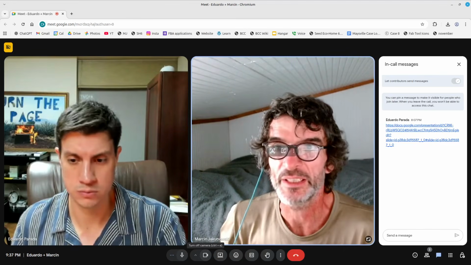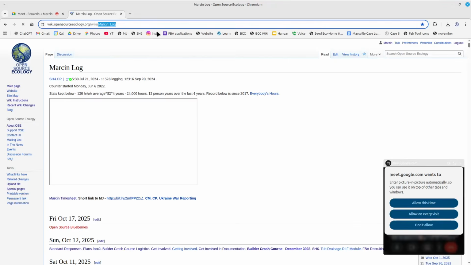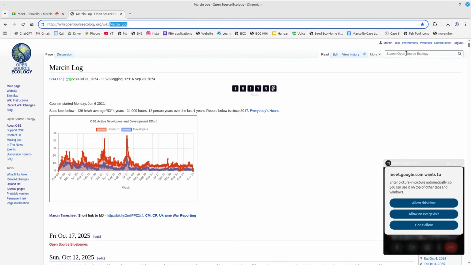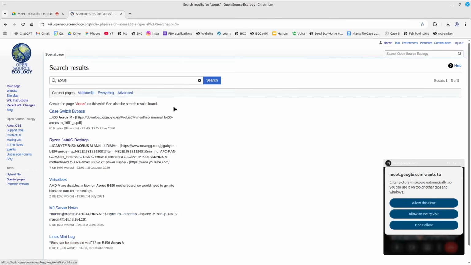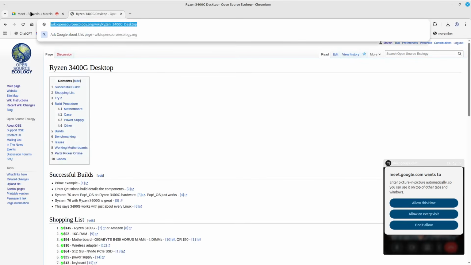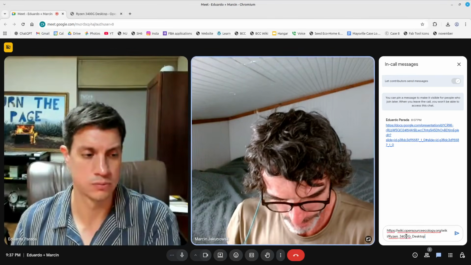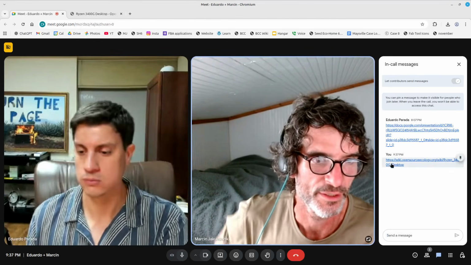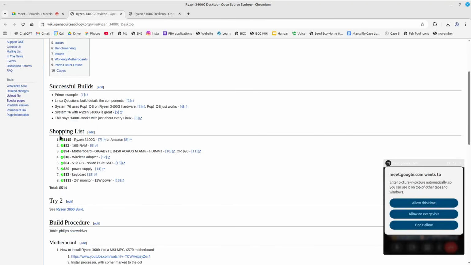Let me send you the link for what we have, because I documented that. This is what I use right now. That's a Ryzen 3400G processor. That's what I do. I did this, and that's exactly what I did.